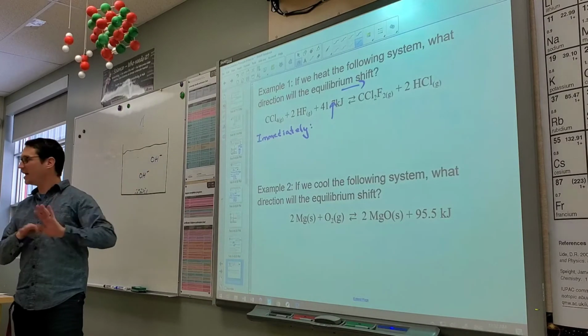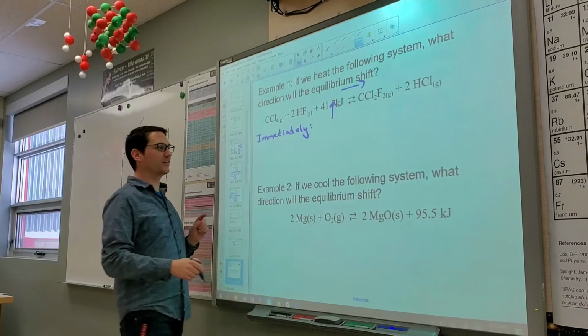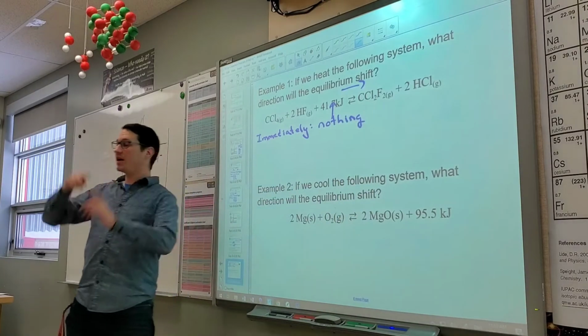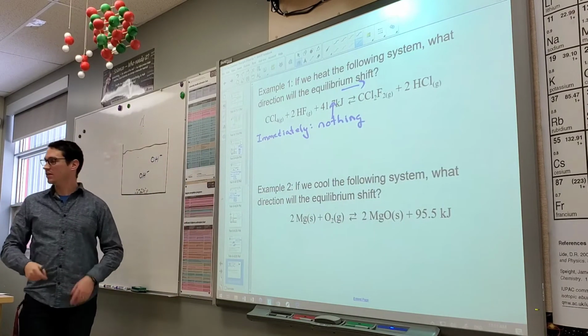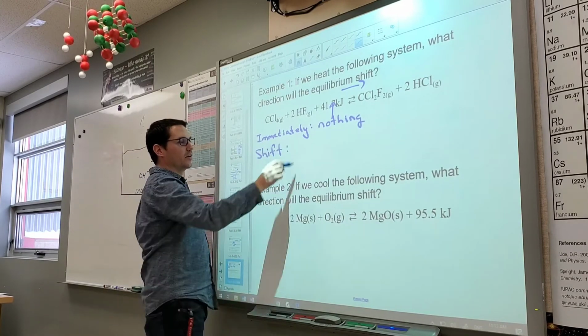Did I change any of these concentrations by adding or taking them away? No, nothing. There are no spikes up and down in concentrations, okay? The shift here is to the right.